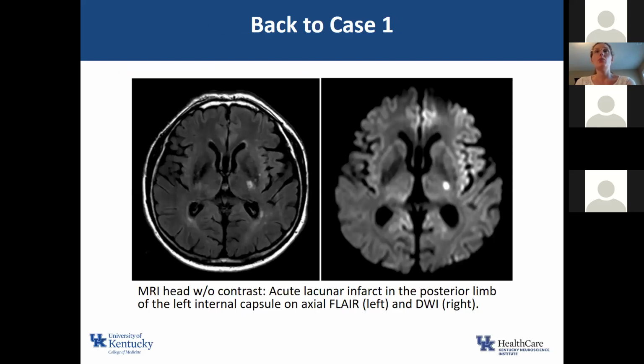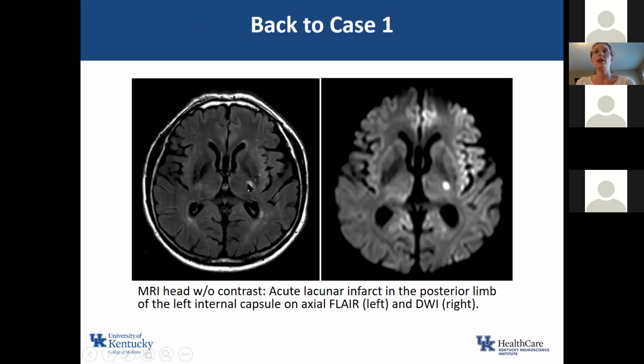So back to case 1. This is our patient who had the right hemiparesis, the right sensory disturbance, and dysarthria. This is his MRI. You remember his CT looked negative, but when we do the MRI, we see a small area here. This is the diffusion weighted imaging. We see an area of restricted diffusion in the left posterior limb of the internal capsule.